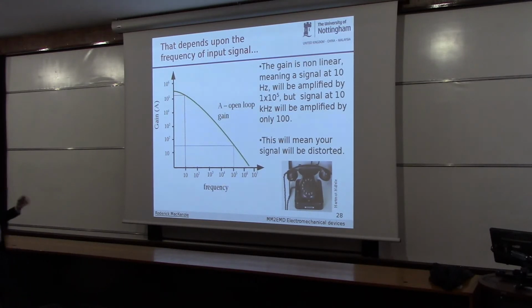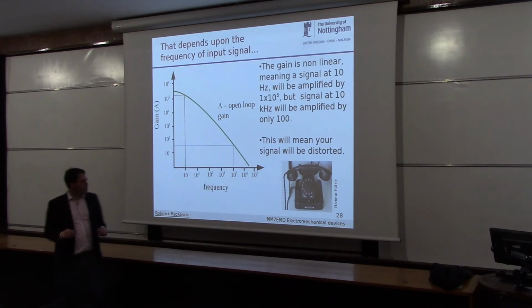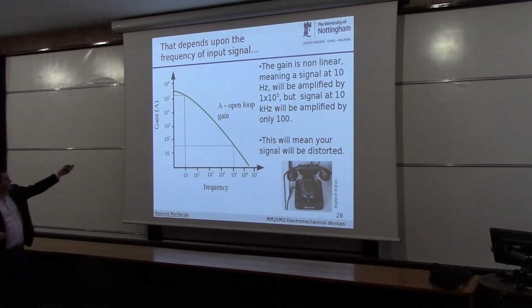So this is a nightmare for engineers because you can imagine a telephone system where deep male voices were amplified a lot and female voices were hardly amplified at all. It would be just awful. So this is a problem. This nonlinear gain curve is a real problem for engineers because not all amplification happens at the same level. So that's a big problem.